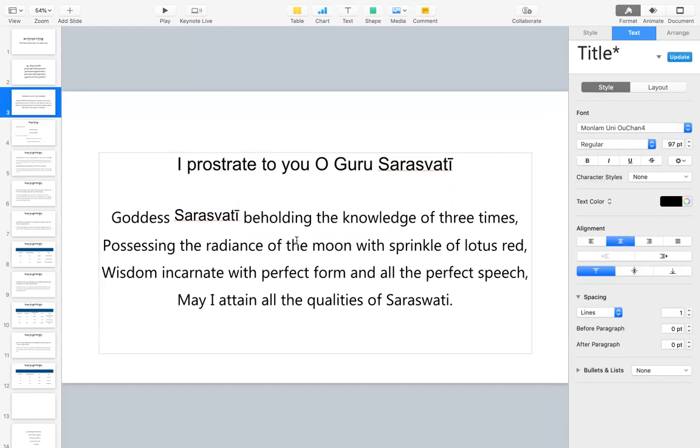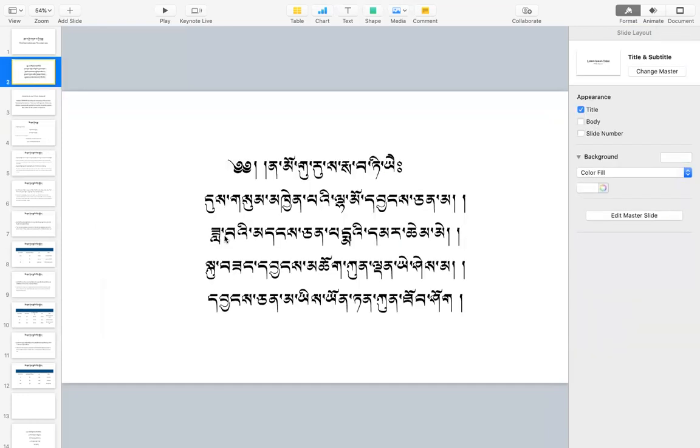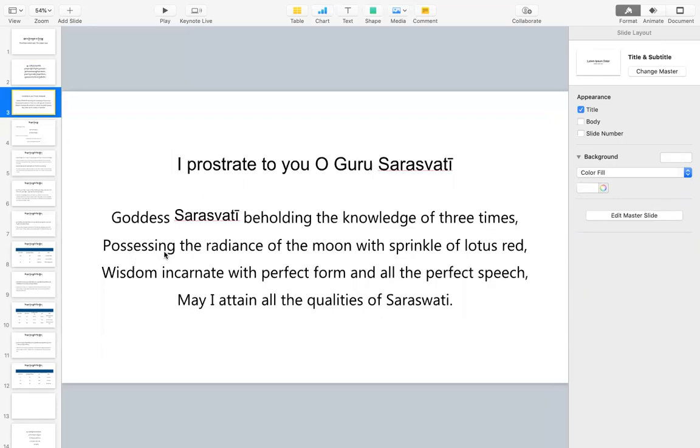Tusum Kembe Hamo Yangjema. Dawe Tangjin Peme Marcheme, possessing the radiance of the moon with a sprinkle of lotus red. This describes the features of the Goddess Saraswati with the radiance of the moon and a bit of shade of the red of the lotus.